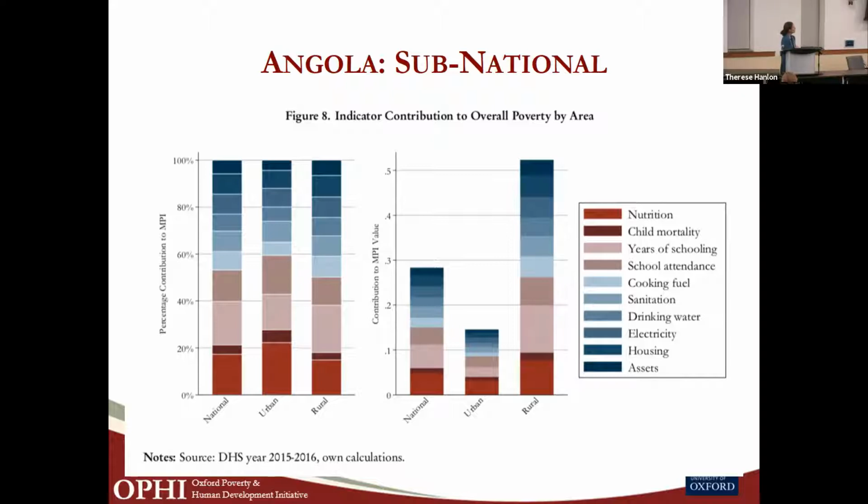And years of schooling and nutrition contribute more when you add the weights than do things like cooking fuel or sanitation deprivations. And they do that because of the normative importance of the health and the education indicators being somewhat higher relative to the others.